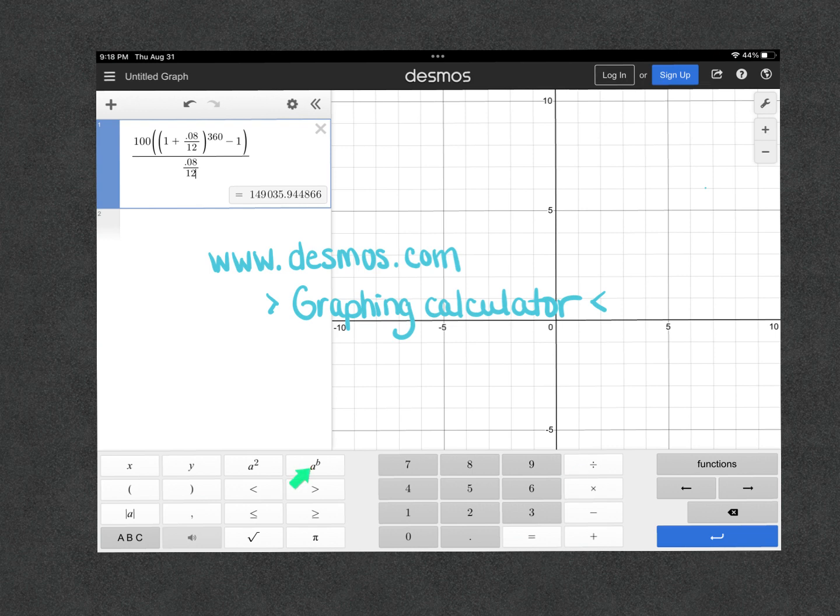And then here, a to the b is the exponent key. And that's how I get the 360. And then you've got the arrows here, left and right, that let you move up and down. This guy is the delete if you need that.